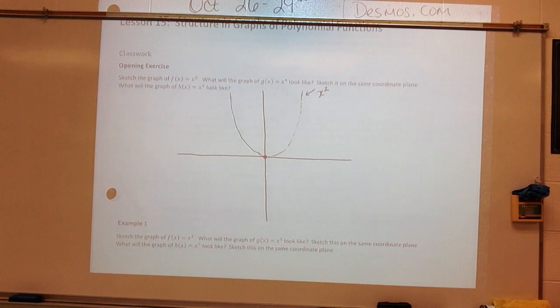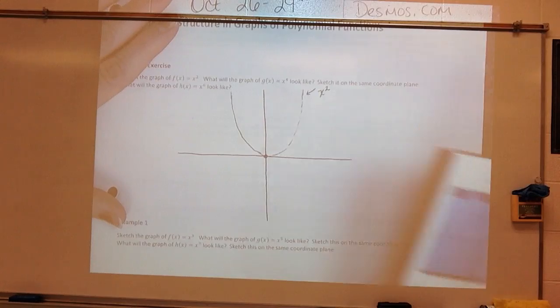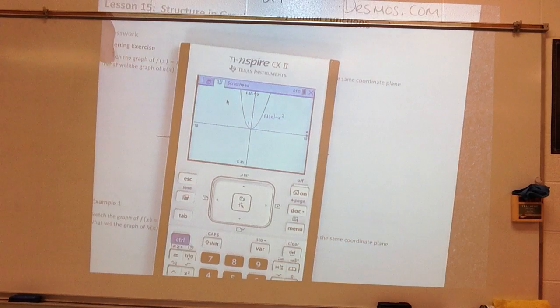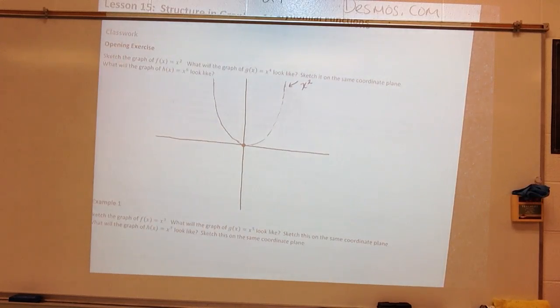So let's talk about the graph of f of x is equal to x squared. Alright, what do you notice about this graph? You should notice that it never goes below the x-axis. If we were to actually draw this appropriately, you would see that it's equal on both sides of the y-axis. In other words, I could probably fold it in half and it should match up. So let's talk about why it never goes below the x-axis. Why will it never go below the x-axis?